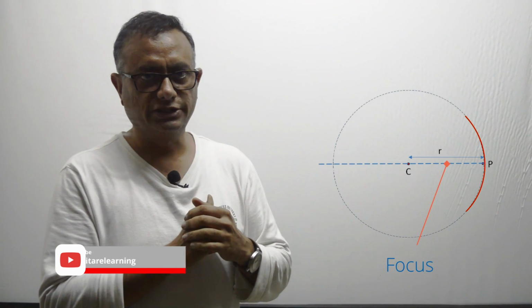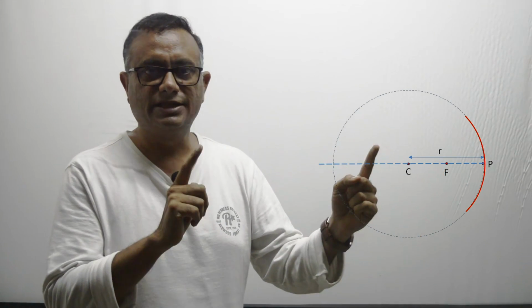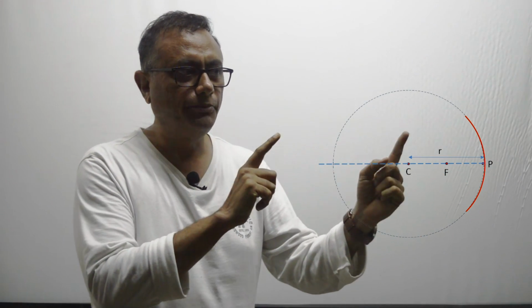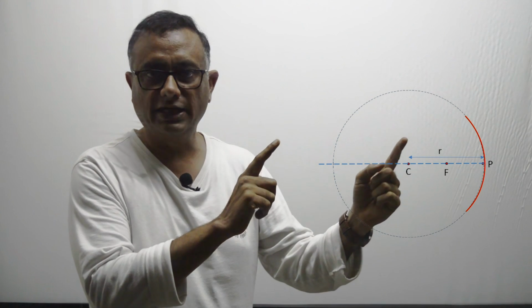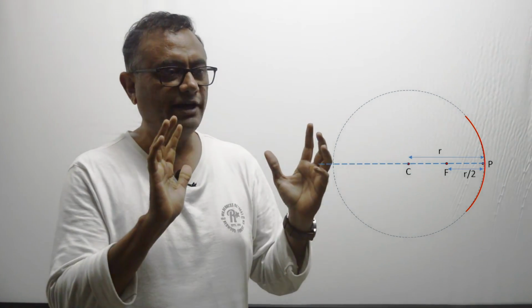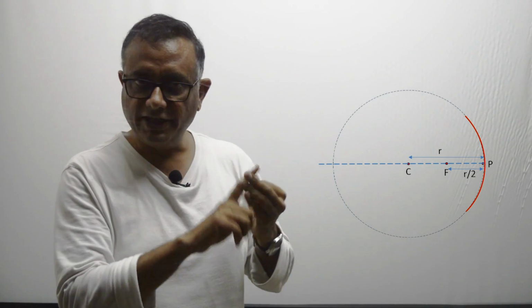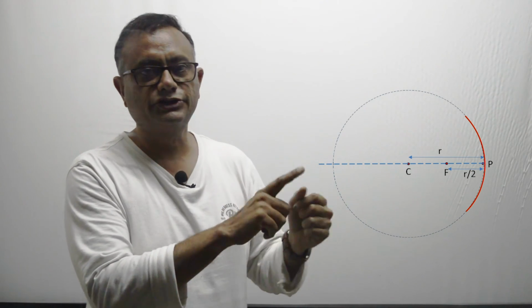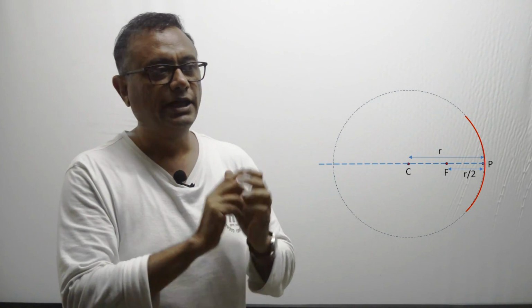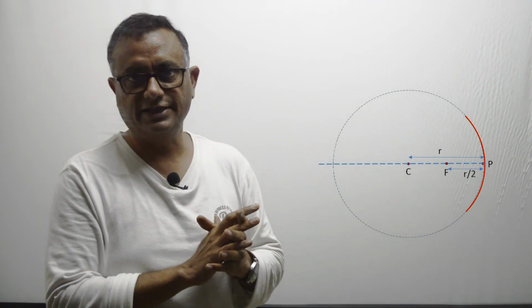In between C and P, we have a point called the focus, exactly in the middle. Therefore, the distance between the pole and the focus, called the focal length, is R by 2. So we have the center of curvature, the pole, the radius of the sphere, the focus, and the focal length. With these definitions in place, we can go ahead with the ray tracing rules.